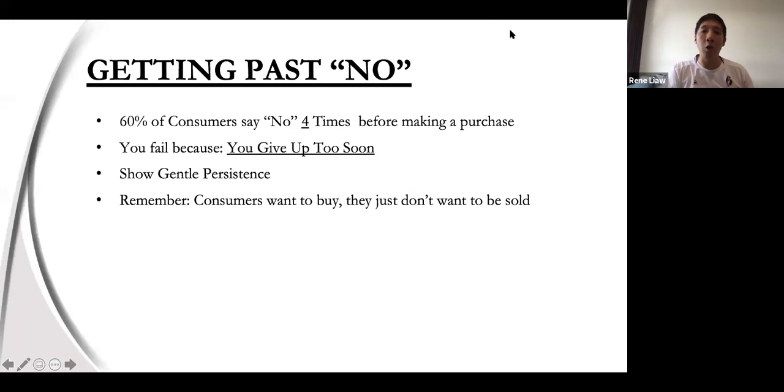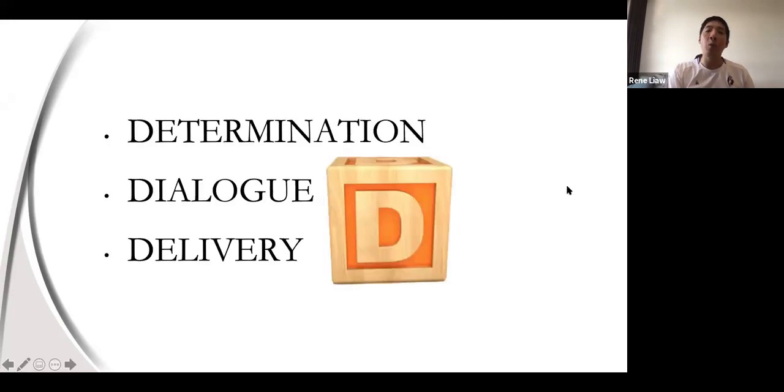So also know that 60% of consumers say no 4 times before making a purchase. In fact, whatever you wanted to buy in the past, most likely, if you wanted to buy the new iPhone or a MacBook or an iPad, you said no 4 times in your mind before you actually ended up buying that thing in the end. So you will only fail with someone's objections if you give up too soon or you don't know what to say. And that's why we have the 3 Ds.